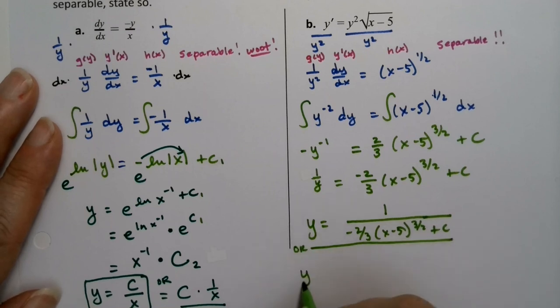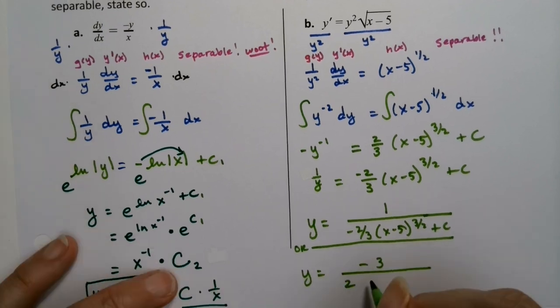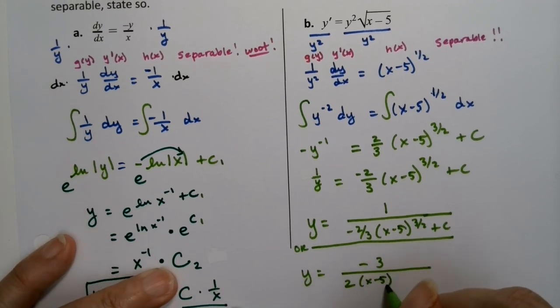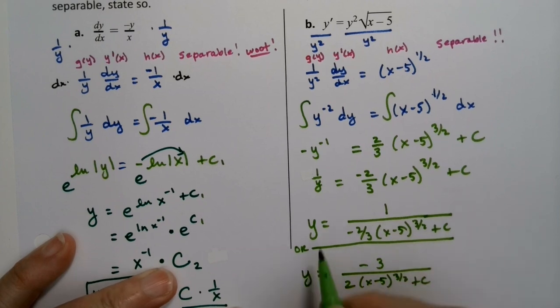But if you want to be a little bit cleaner about it, we'd write negative 3 over 2 times x minus 5 to the 3 halves. Because, of course, 1 divided by 2/3 is 3 halves. And there you have it.